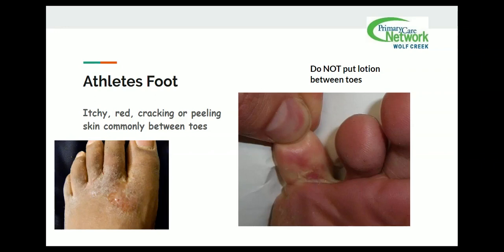You want to wear clean socks each day. You may need to talk to your doctor to recommend a medication for athlete's foot if it's not getting any better. There are also over-the-counter antifungal creams as well. Clean socks every day. Let your feet breathe when you're sitting down. Take your socks off. And absolutely no lotion between the toes. Okay, so there's a couple pictures of what athlete's foot can look like.